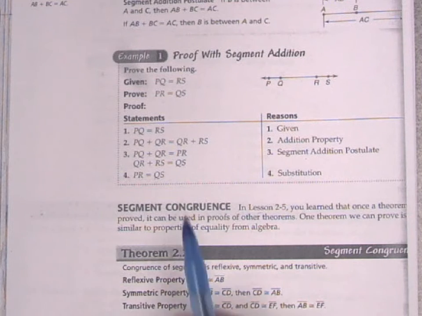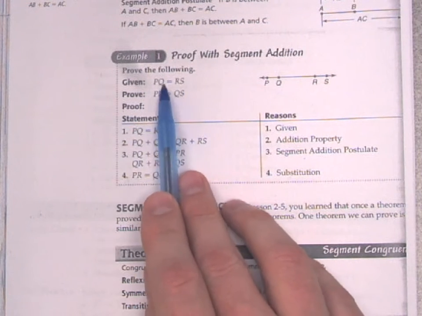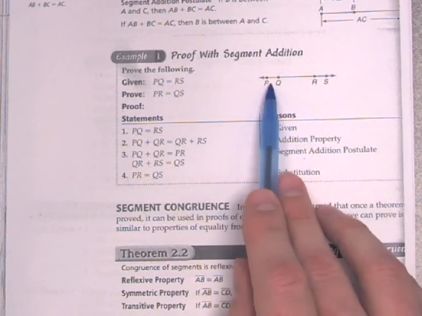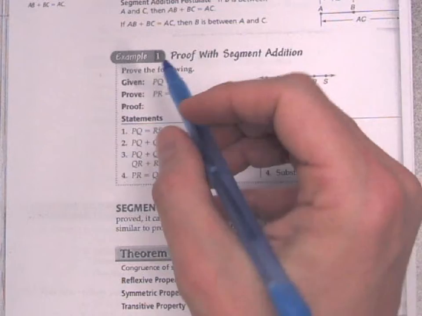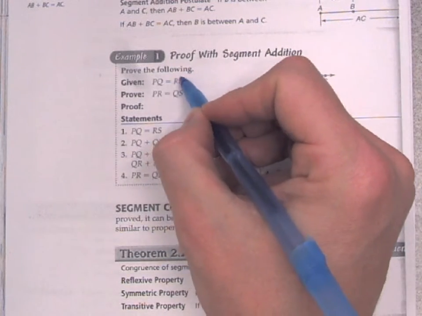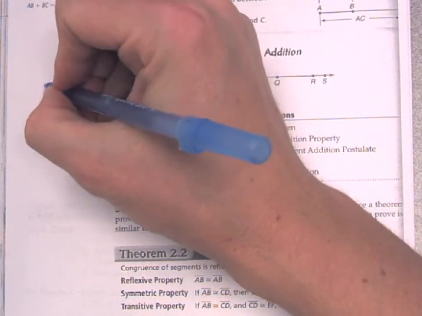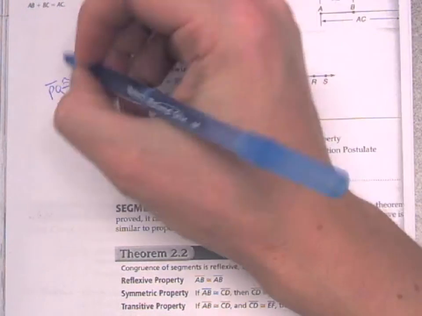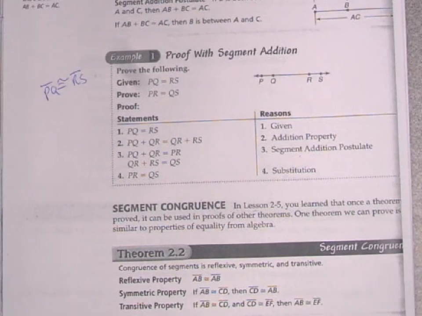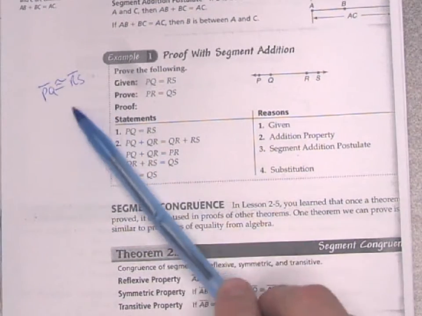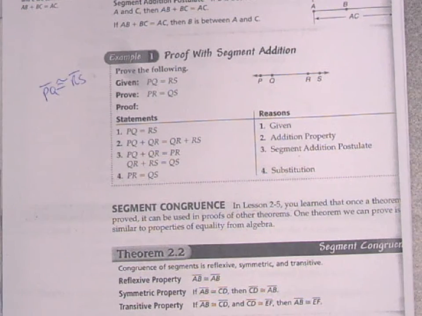Okay, so I'm starting out with this given. PQ is equal to RS. Now what this is saying is the length of PQ is equal to the length of RS. So notice it doesn't have a little line above it. If you saw something like this, PQ is congruent to RS, right? That's a little bit different. It's similar, but this is saying that the line segments are congruent, and this is saying their measurements are equal.